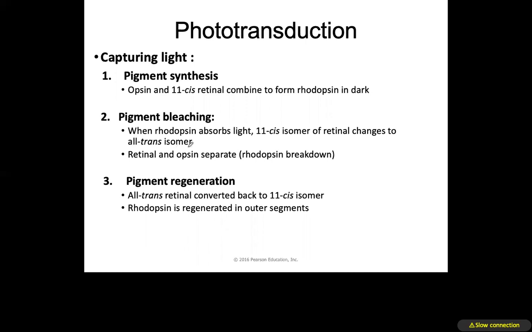When that happens, rhodopsin literally gets separated from your opsin. So retinal gets separated from your opsin. So really what we have is rhodopsin breaking down. Now, eventually light is going to go away, which means your pigment is going to regenerate. All trans retinal goes back to the 11 cis position, and that allows the 11 cis to interact with your opsin again and form a new rhodopsin.